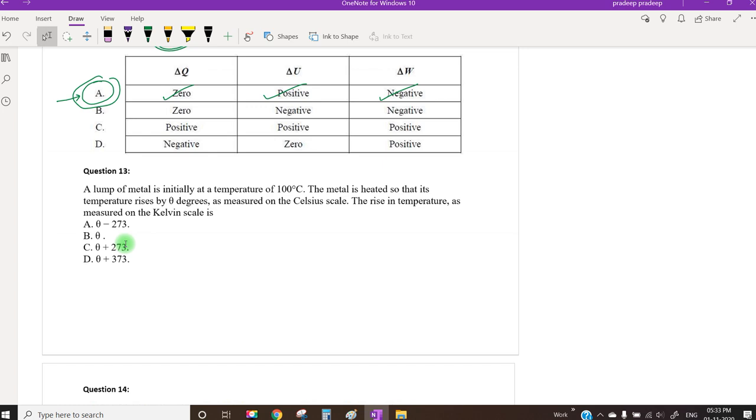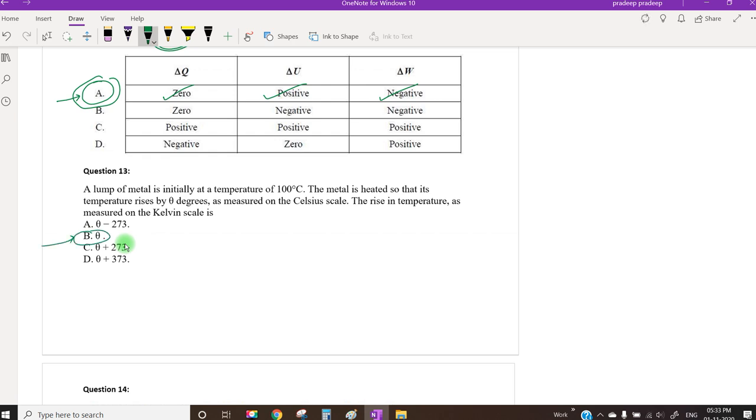Even C is incorrect. Could you please figure out? C and D both are incorrect. Just read the question carefully. Sir, I did not understand what the B option was. It was just a dot. B is just theta. So it has to be B because the change in temperature in Kelvin and Celsius are the same. Absolutely, correct. So the answer to this is B and not C or D.